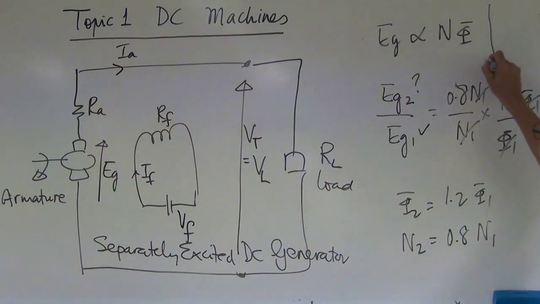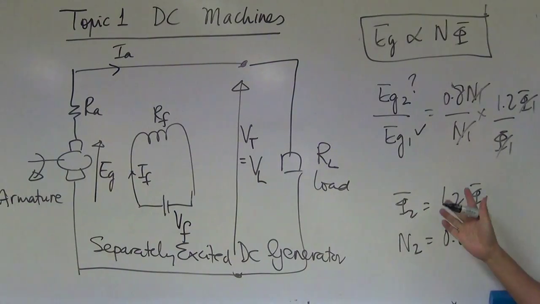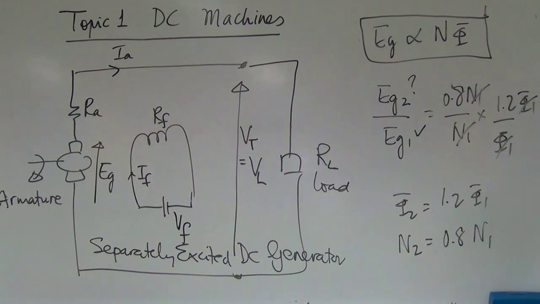This formula is given in the exam. So do you know how to use it? You use it when there are two situations: new speed, new flux, and you're asked to find a new generated voltage. Eg2 over Eg1 equal to N2 over N1, flux 2 over flux 1.